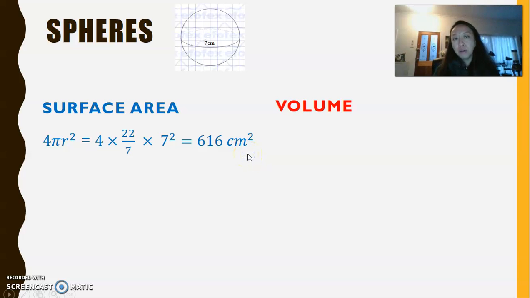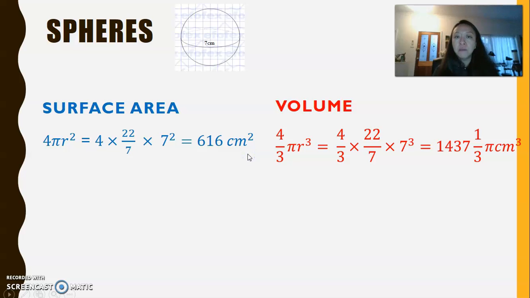How are we going to find the volume of the sphere? It has a fixed formula as well, which is 4/3 pi r cubed. So in this situation, it's going to be 4/3 times 22/7 times 7 cubed. It will become this value over here, and the unit is centimeters cubed.